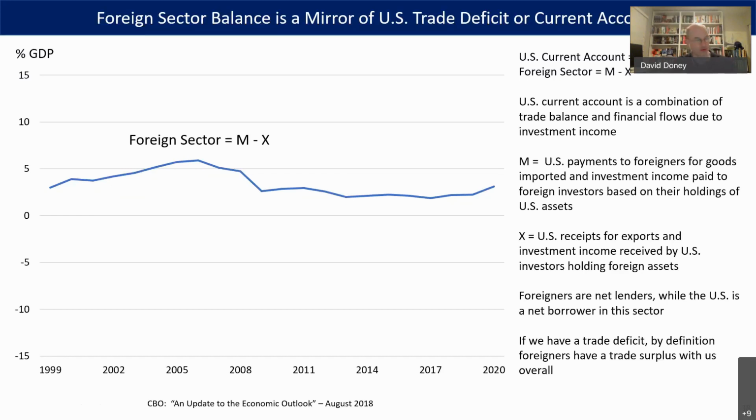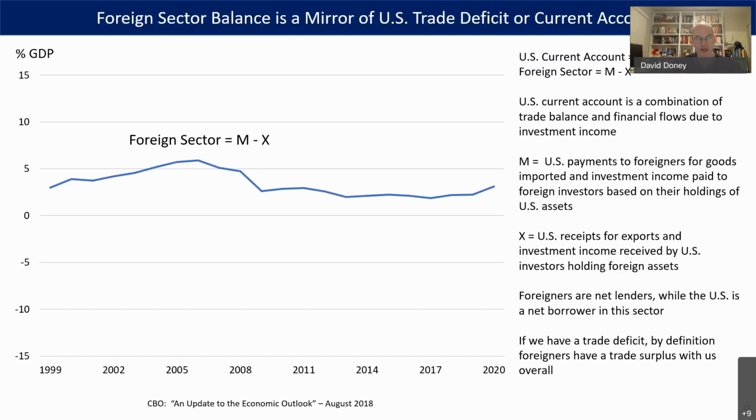But if you're having trouble with that idea, just remember that the trade balance is the overwhelmingly larger part of the current account. And we're seeing this from the foreign sector side. So this is like the mirror image of the trade deficit. I could draw the trade deficit on here, it would be the mirror image of that line below zero.